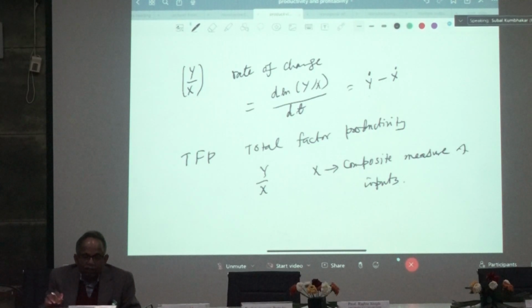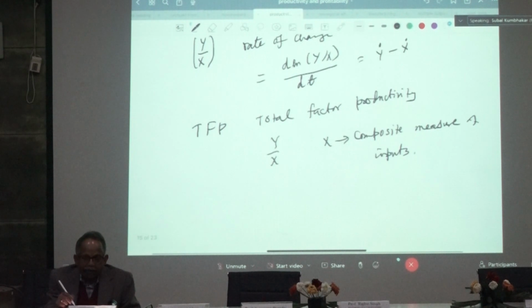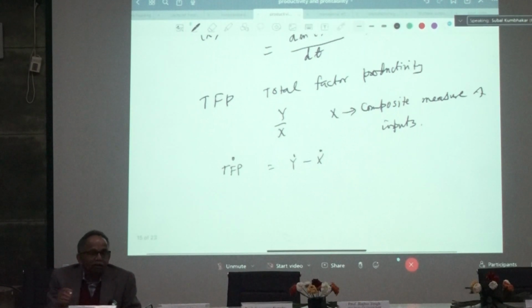So when you are looking at productivity or TFP change, we'll be using TFP dot. TFP dot is going to be exactly what? y dot minus x dot. Since x is a composite measure of all the inputs, what is done in the literature is this: y dot minus the sum of sj, sometimes I use a, in my slides I have a, times x dot j.